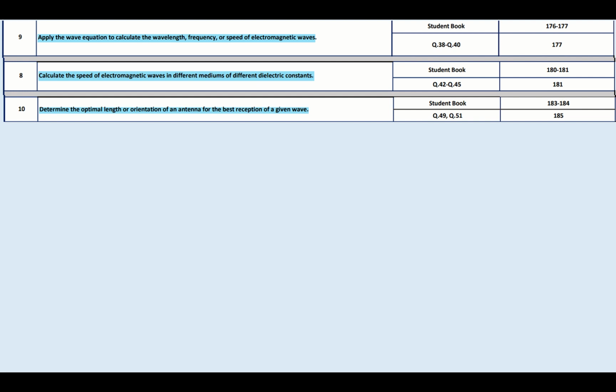Alright, in lesson 3 we have these 3 objectives. Apply the wave equation to calculate the wavelength, frequency, or speed of electromagnetic waves. Question 8. Calculate the speed of electromagnetic waves in different mediums or different dielectric constants. And number 10. Determine the optimal length of orientation of an antenna for the best reception of a given wave.